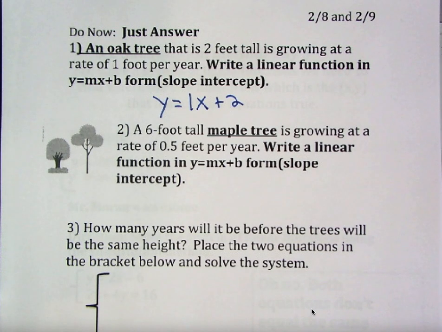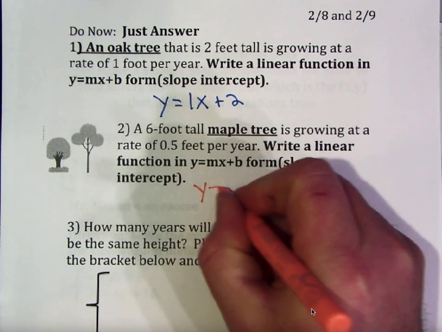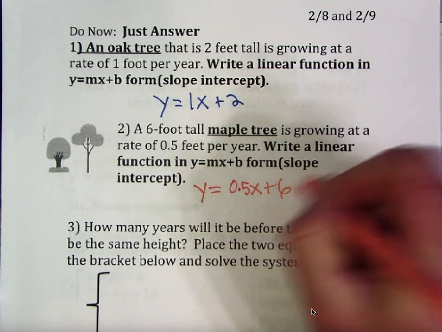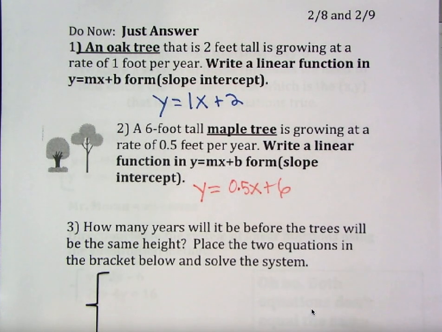The next one, a 6 foot tall maple tree is growing at a rate of 0.5 feet per year. Write a linear function in y equals mx plus b form for this one. Again, we have a constant rate of 0.5 foot per year, and we have a starting height of 6 feet. So y equals 0.5x plus 6.